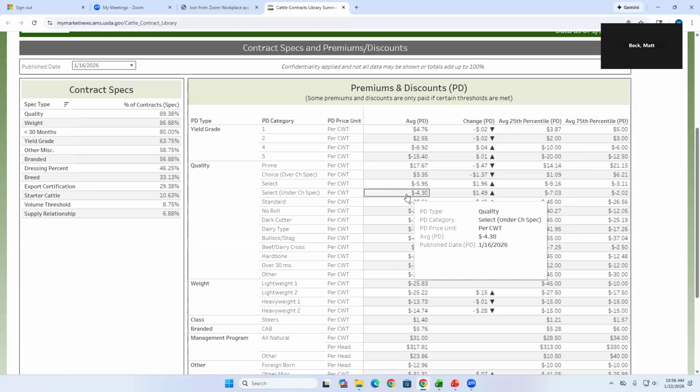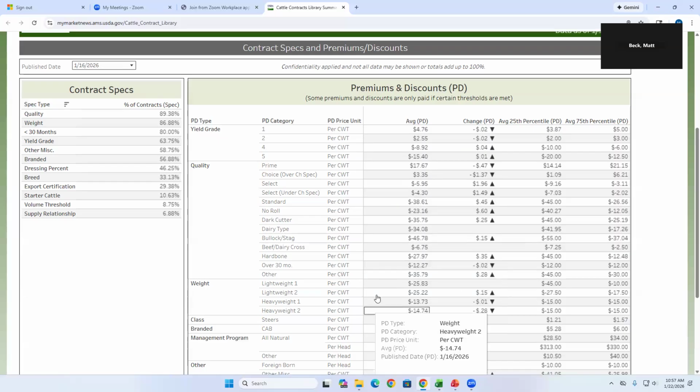Okay. Select, getting docked $6 a hundredweight. That would be relative to average choice. And then the one above that would be upper 2/3 choice. Okay.